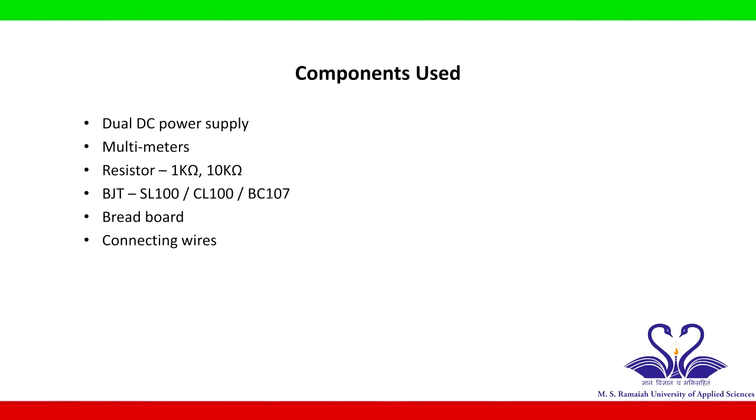To conduct this experiment, we need dual DC power supply, multimeters, resistors 1 kilo ohm and 10 kilo ohm, BJT either SL100 or CL100 or BC107, breadboard and connecting wires.